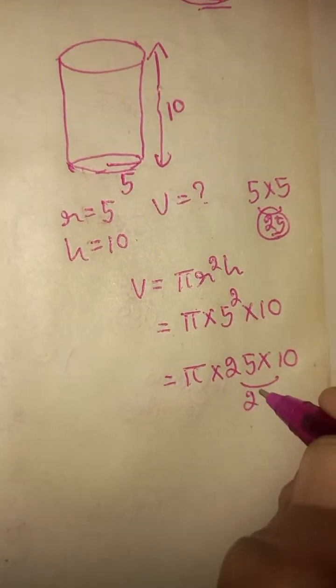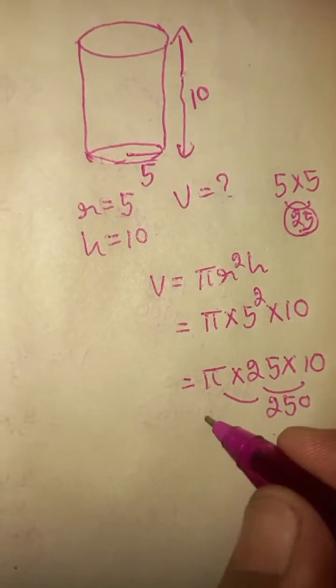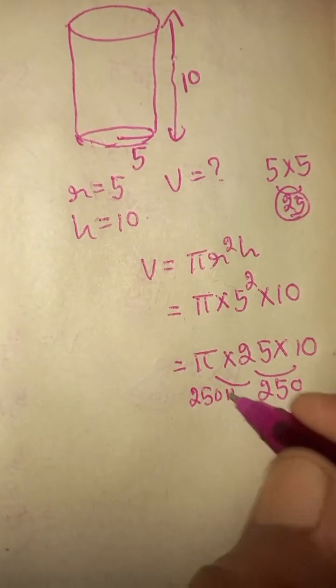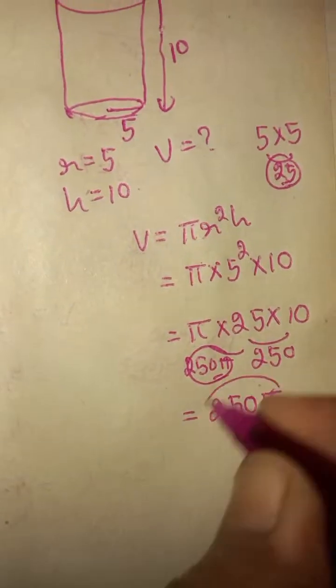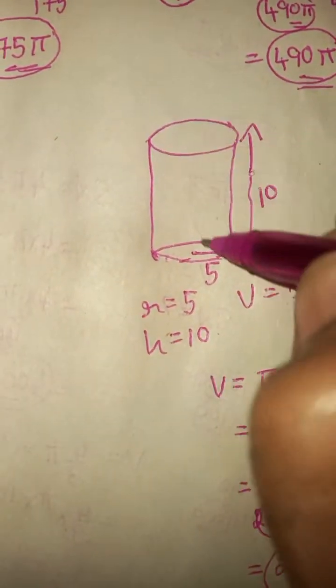10 times 25 is 250. 250 times pi is 250 pi. So this is nothing but 250 pi cubic units, which is the actual volume of the cylinder.